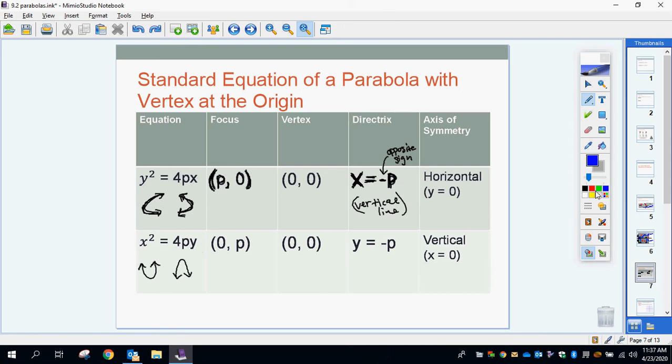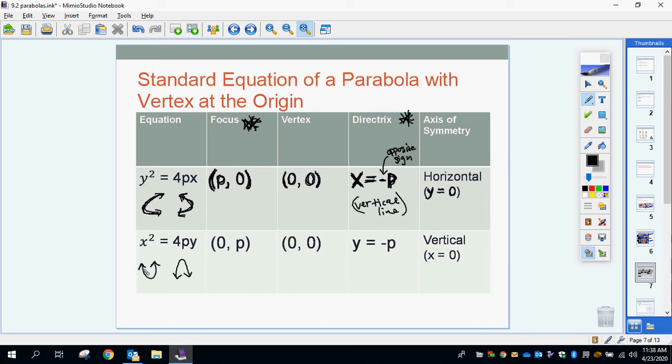The axis of symmetry, like I was just talking about, is a horizontal line that splits our parabola in half. So that has the equation of y equals 0 since we're going through the origin. We're going through 0, 0. Okay, so the main ones are the focus and the directrix. You're going to have to know how to find those in a parabola.